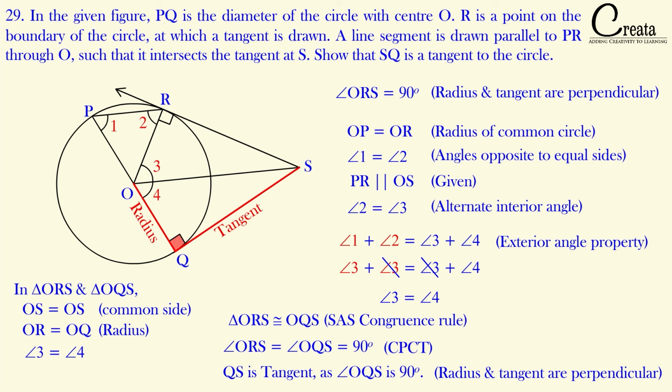The property that we have used is the property of the tangent: the radius and tangent are perpendicular to each other. Rest, we have applied some of the properties of the triangle. The first property: the angles opposite to the equal sides are equal. So angle 1 and angle 2 will be equal to each other as they are angles opposite to the equal sides. Further, we have used the exterior angle property of the triangle: the exterior angle is equal to the sum of the two opposite angles of the triangle.